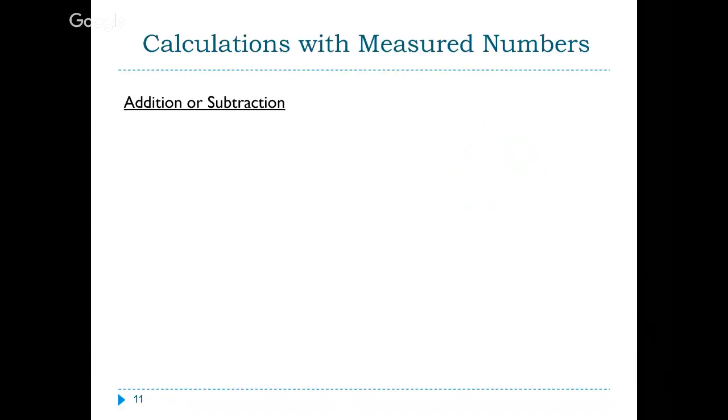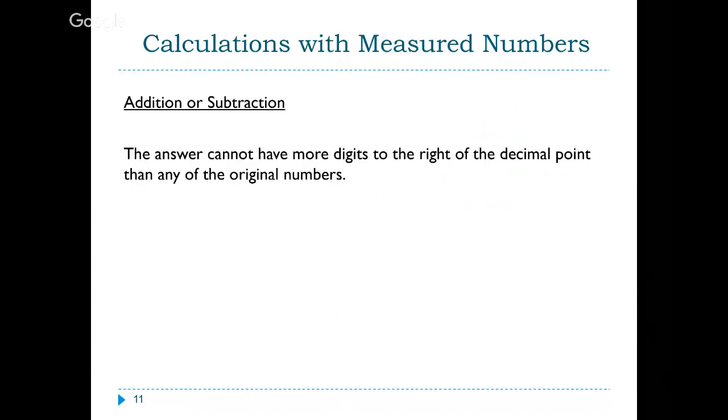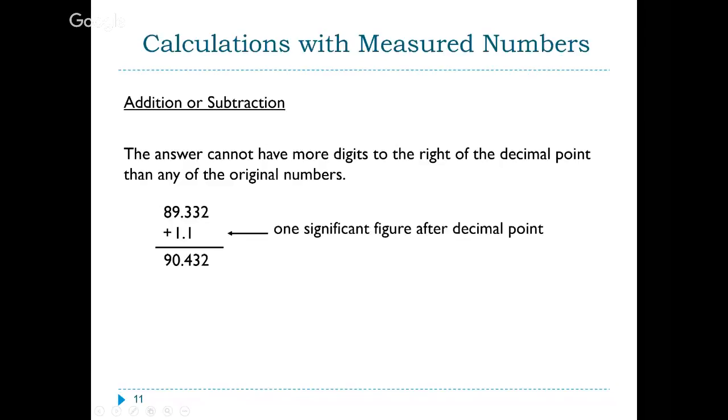So calculations then, making sure we pay attention to our significant figure rules. Addition and subtraction, same rule. The answer cannot have more digits to the right of the decimal point than any of the original numbers. So basically what this is saying is I can add up my numbers. That's fine, put it in your calculator. Now I just ignore what's in front of the decimal point and I count. There's 1, 2, 3 sig figs here. There's 1 here. 1 is less than 3. So I can only have 1 place past the decimal point, which means I round to 90.4.